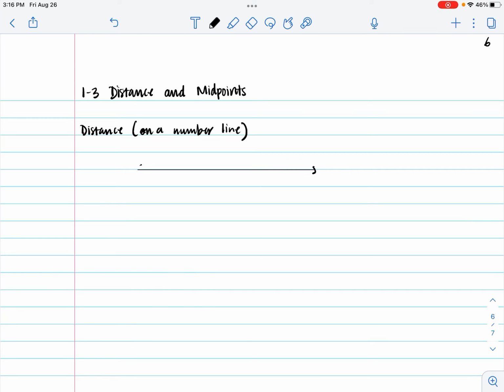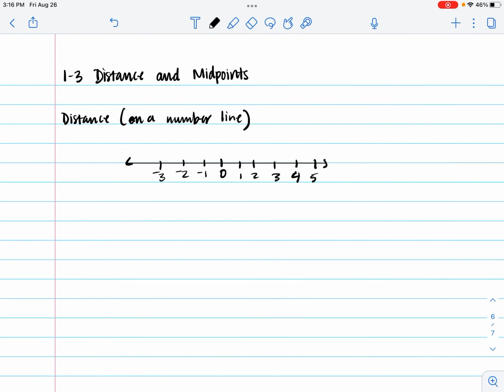Now, it doesn't have to be this long. The only thing I really care about is we start at 0 in the middle. Let's go -1, -2, and let's go -3 at the very least. And then we'll go 1, 2, 3, 4, 5. Okay? And I'm going to put a point on -2, which will be A, and I'll also put one on 4, which will be my point B.